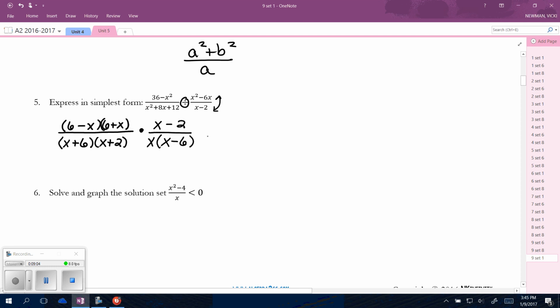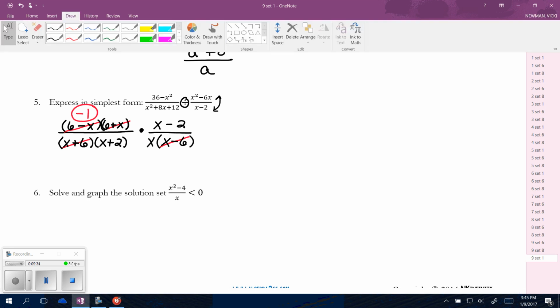So now I just have to cancel like factors. On the top, I have 6 minus x, and on the bottom, I have x minus 6. Those cancel to be -1. I like to write it on the top and circle it so I do not forget it. 6 plus x and x plus 6, those cancel to be +1. X minus 2 and x plus 2 cannot cancel. So it looks like I've canceled everything that I can.